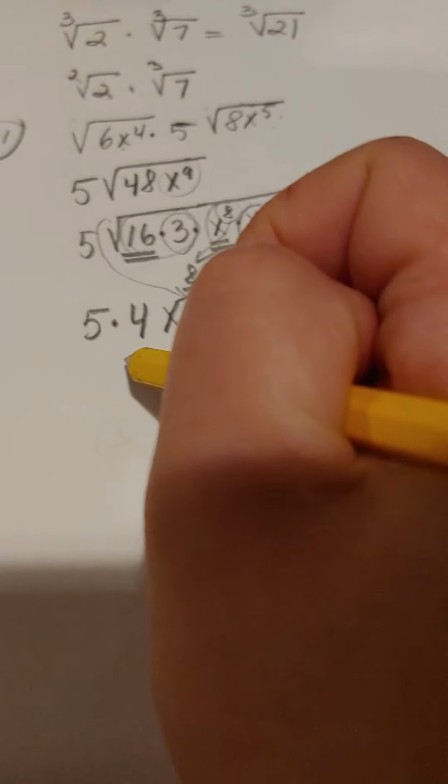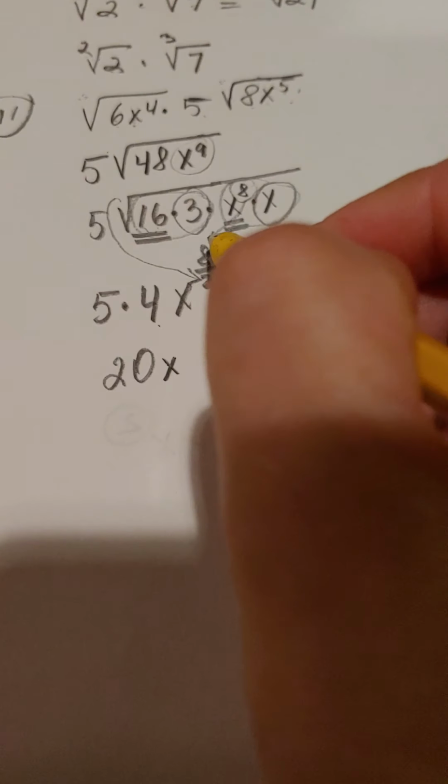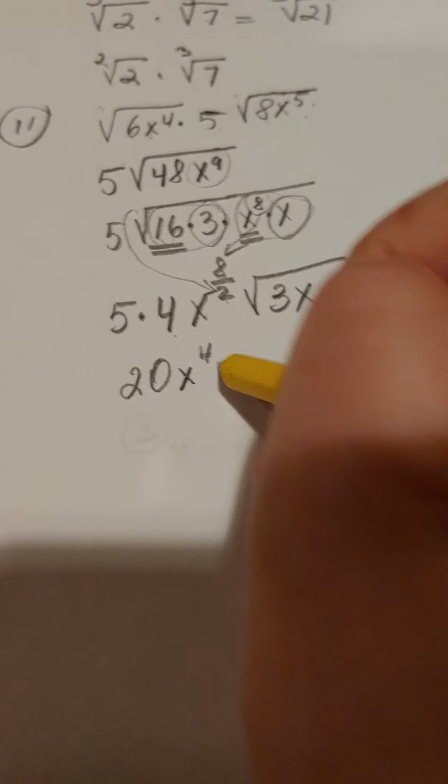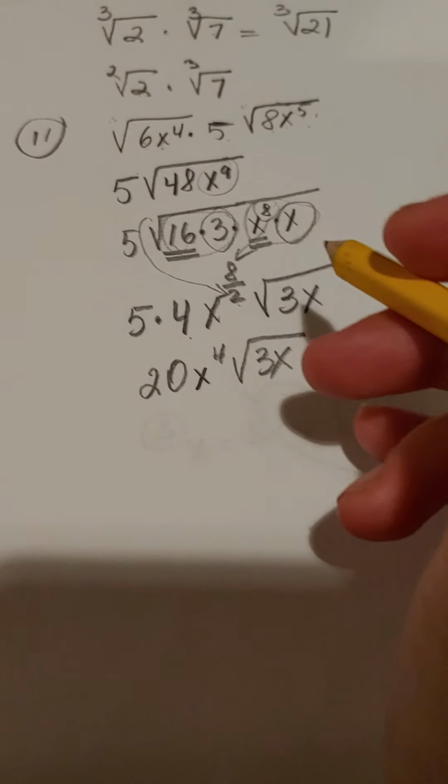So all we have to do, we just have to simplify. 5 times 4 is 20. x to the 4th power, because 8 over 2 is 4, and then the square root of 3x. And this is the final answer for this question. All right, number 13. Let's do it right here.